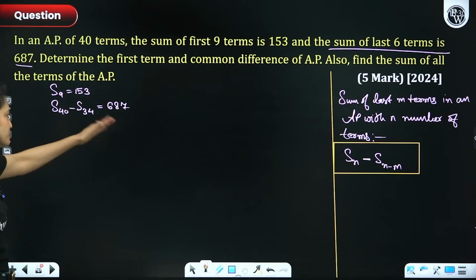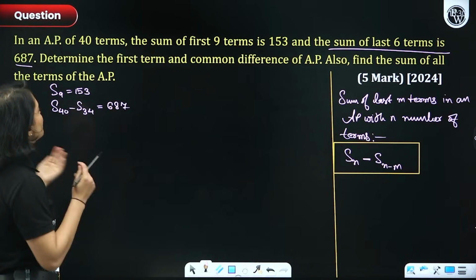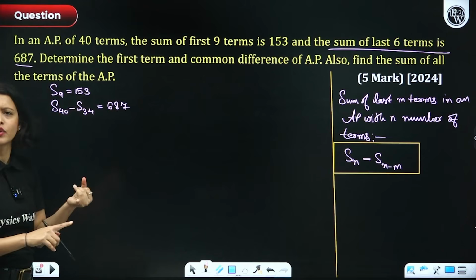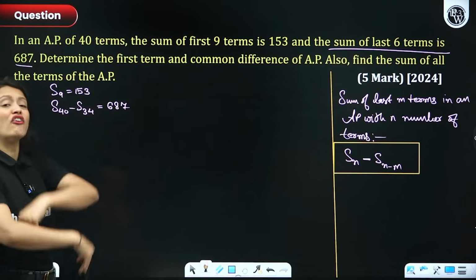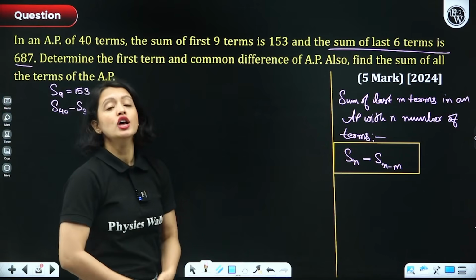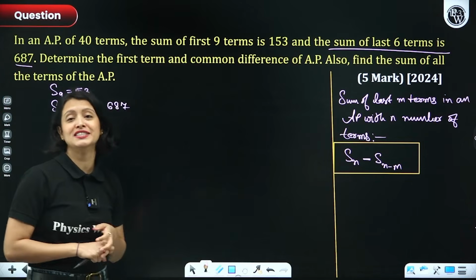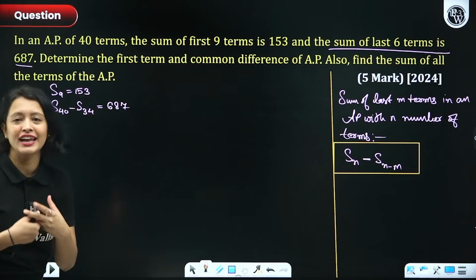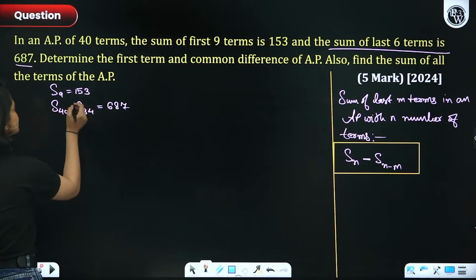Now, let's start the procedure. We have to figure out the first term of the AP and the common difference of the AP. More so, we have to figure out the sum of all terms of the AP also. So first of all, to figure out A and D, we will have to form two linear equations and solve them for A and D. So let's quickly do that, everyone. First, let's use the S9 part.